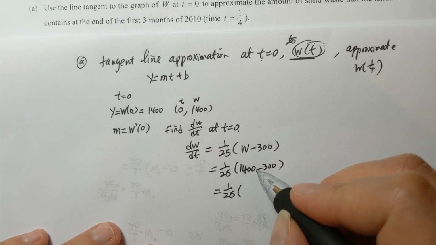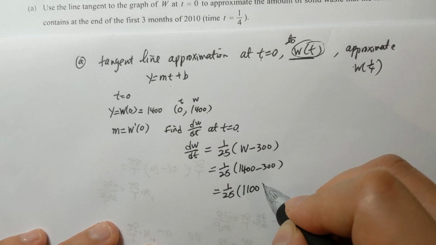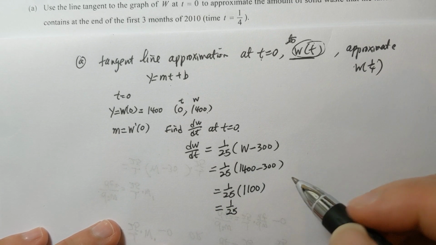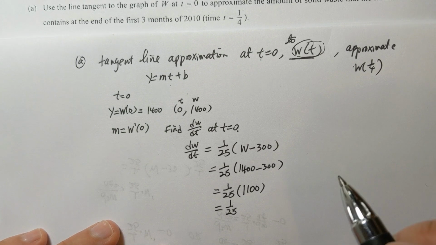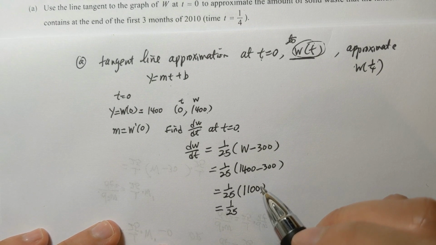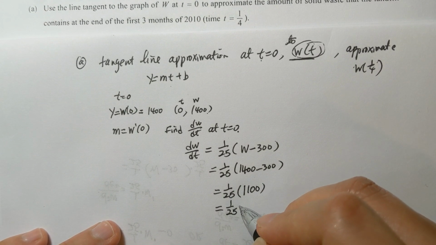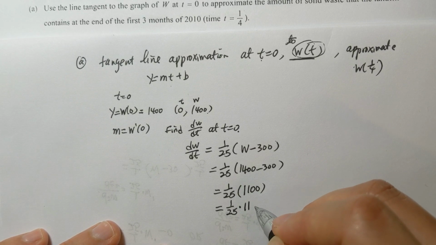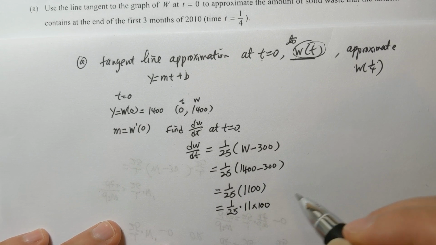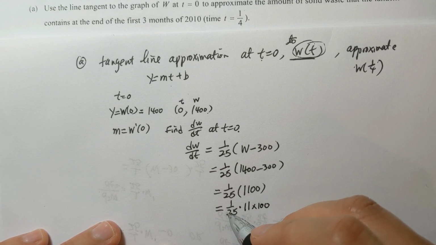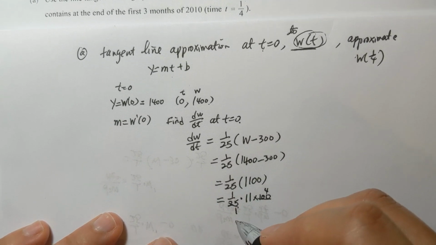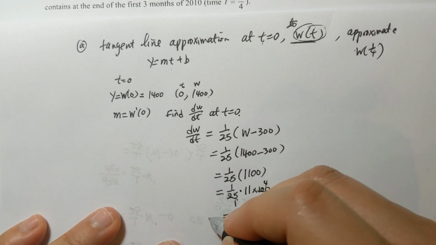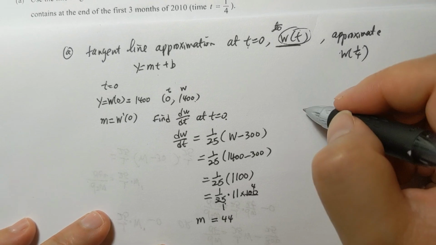So now we just have to calculate. From here you can do it by hand or use a calculator. When you are taking your AP exam, don't forget to bring a calculator. You're allowed to use a calculator. Now I am going to do it by hand. I'm going to make it 11 times 100, because I know 25 goes into 100 four times. So I get 44. So now I get my m equal to 44.